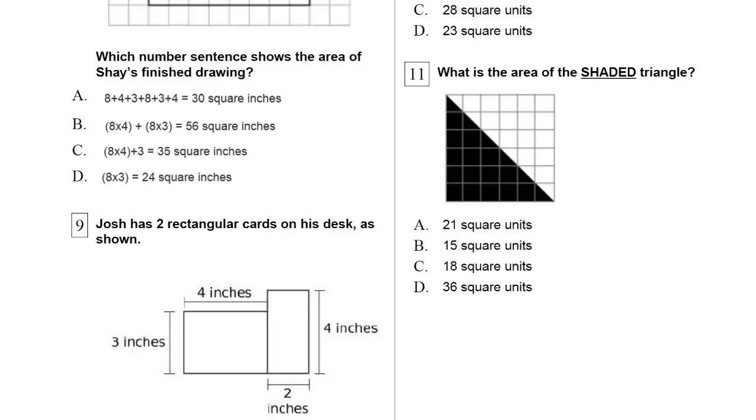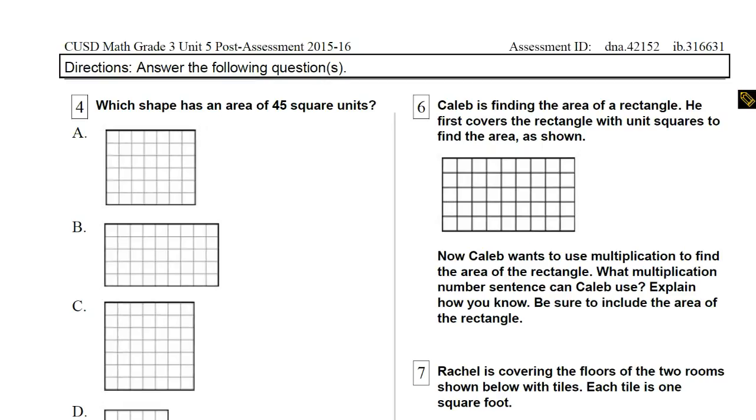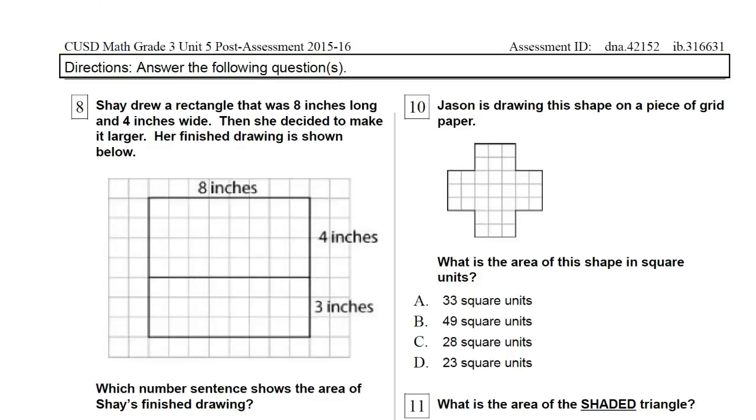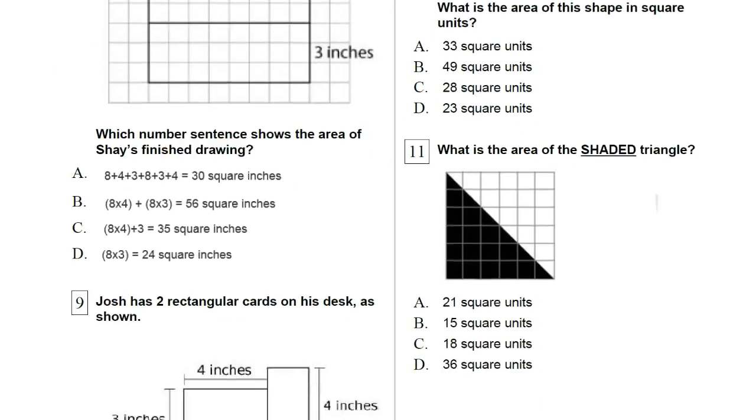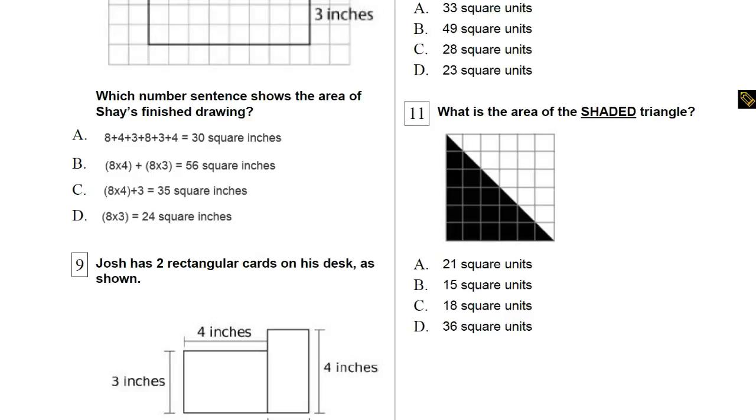Look at 11. What is the area of the shaded triangle? Obviously, I can't use length times width, can I? Okay. So first of all, I'm gonna count the whole ones. Oops. Sorry about that. There. First, I'm gonna count the whole ones. 1, 2, 3, 4, 5, 6, 7, 8, 9, 10, 11, 12, 13, 14, 15. So I have 15 whole ones, right?